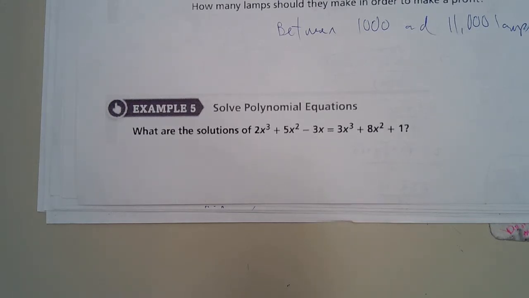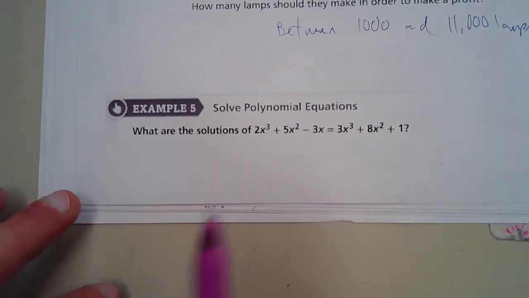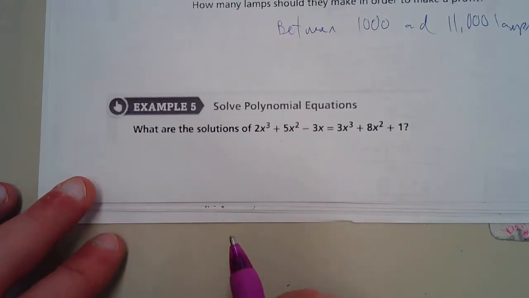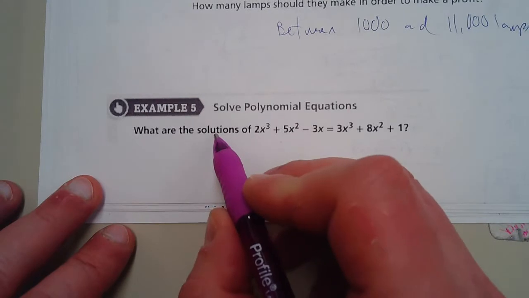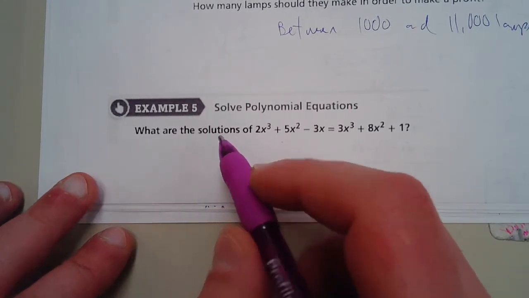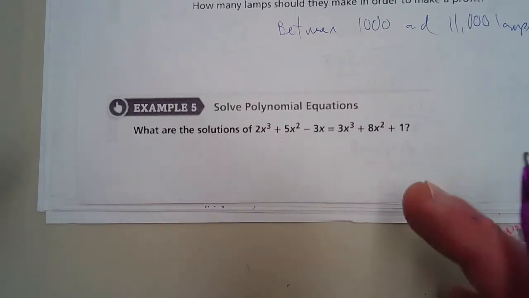All right, so we're going to keep rolling with the zeros of polynomials section here. This is example 5. It says, what are the solutions of this equation? Now they're giving us a cubic set equal to another cubic and asking us to find the solutions. Remember, solutions are the same thing as saying zeros or x-intercepts or roots. All the things we've been doing this whole section so far is this.